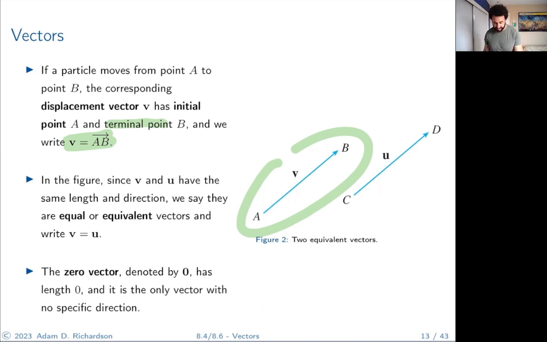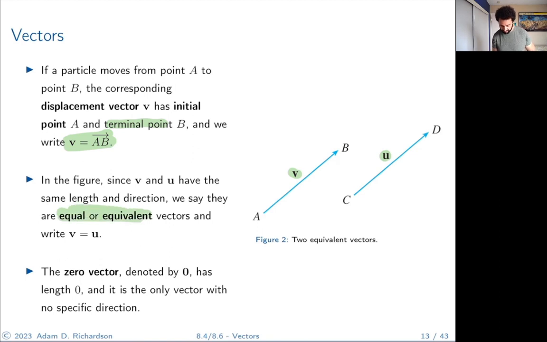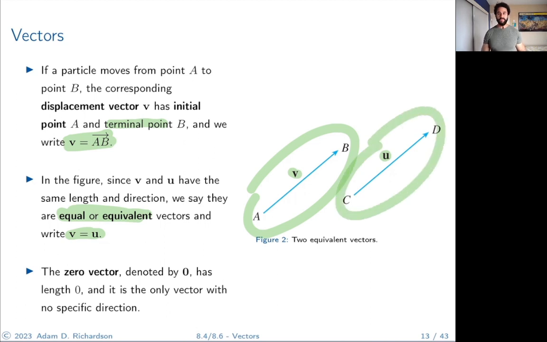Makes sense, right? Now, in this figure, notice that the vector v and the vector u have the same direction and they have the same length. So because these two vectors have the same direction and length, they are equal or equivalent vectors, and we write v equals u. This is an important detail which I get to in a couple of slides: just because these two vectors are not literally on top of each other, that doesn't mean that they're different. Remember, a vector is just direction and magnitude, and both of these vectors are saying which way to go and how far to go, and that data is the same for both. So those two vectors are equal vectors.